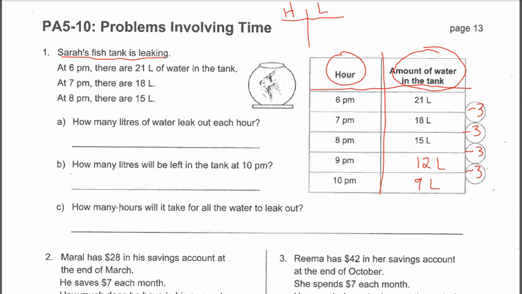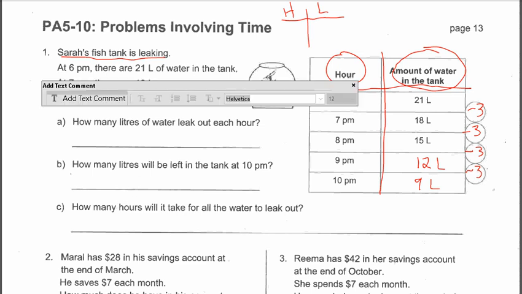So A, how many liters of water would leak out each hour? So let's answer that one. 3 liters of water. Okay, how many liters will be left in the tank at 10 p.m.? Well, we can see from our chart over there that at 10 p.m. there will be 9 liters left.